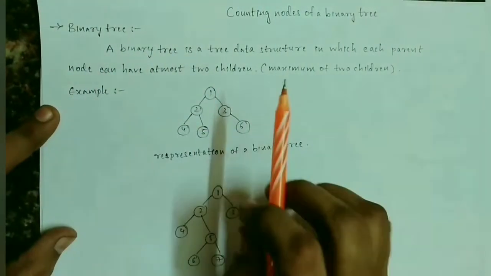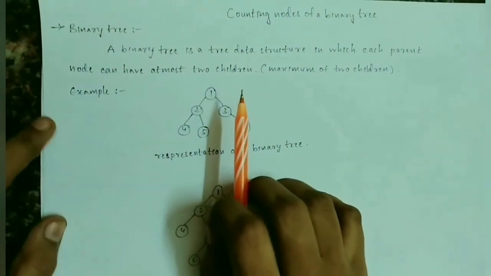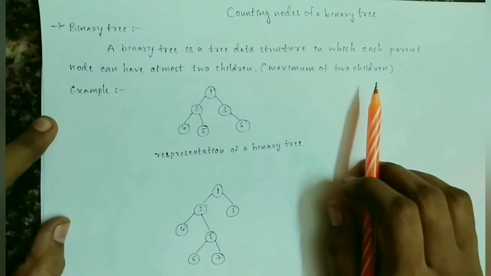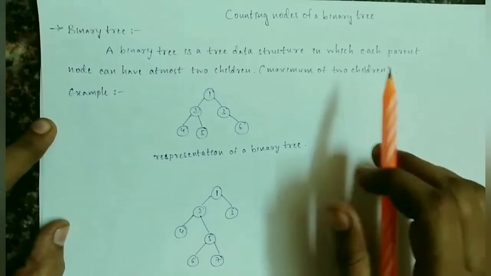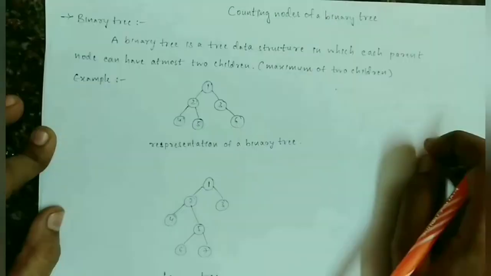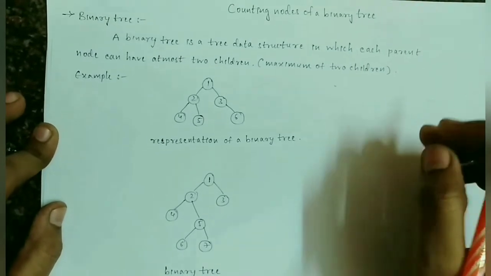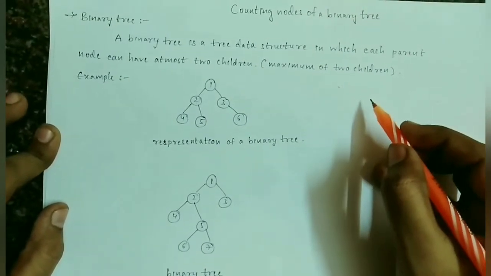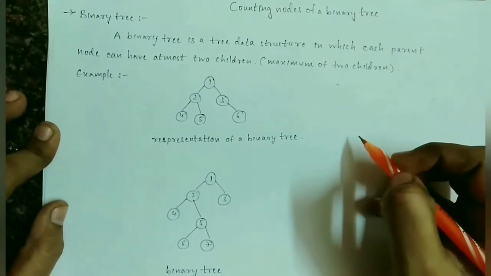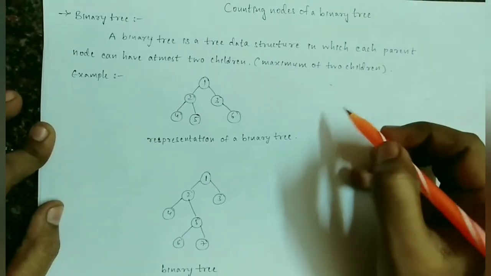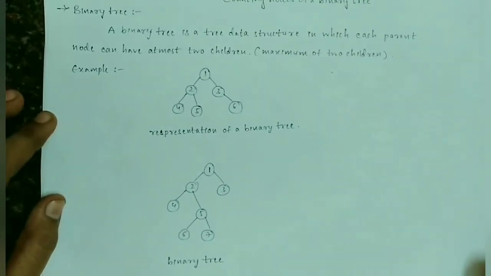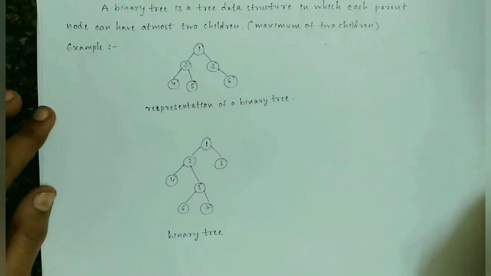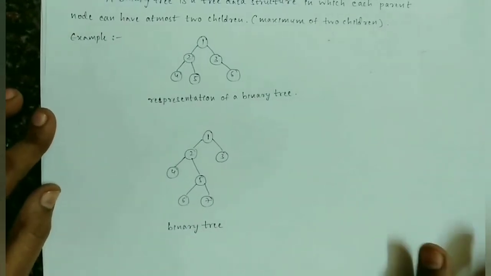A binary tree is a special type of tree in data structure in which each parent node can have at most two children. That is, each parent in a tree may have either zero children, one child, or two children. These are examples of a binary tree. How to represent them? Have a look.